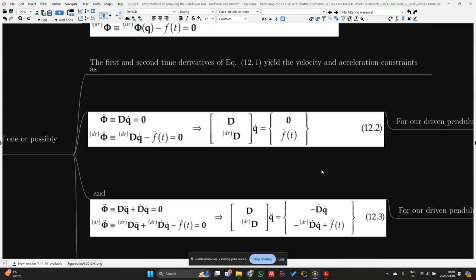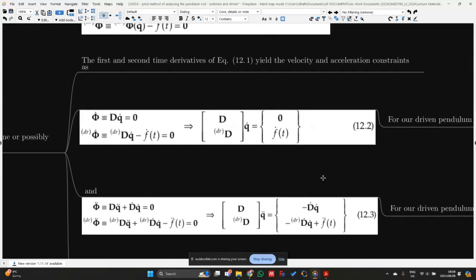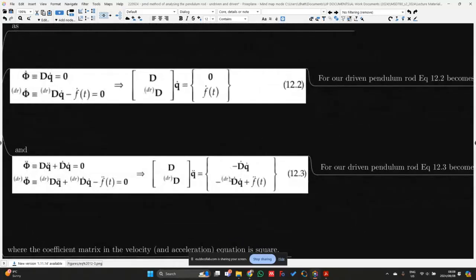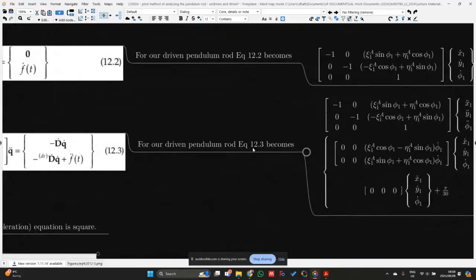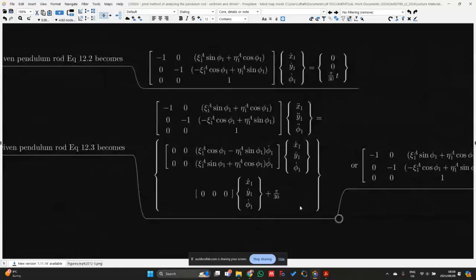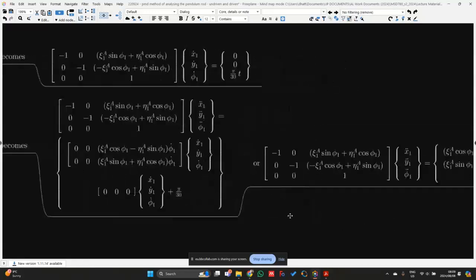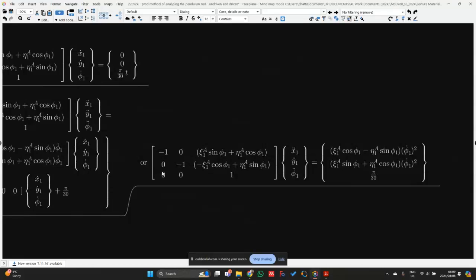So you wouldn't want to go and perform these calculations by hand, but in a numerical environment, it's quite effective. So for our driven pendulum rod, equation 12.3 then becomes these equations that we have over here. So you can already see that for a very simple pendulum rod, we already have fairly complex equations that we need to go and solve. So doing this by hand would become quite tedious, especially if you now have a 2 or 3 multi-body mechanism. However, we can go and simplify this a bit.